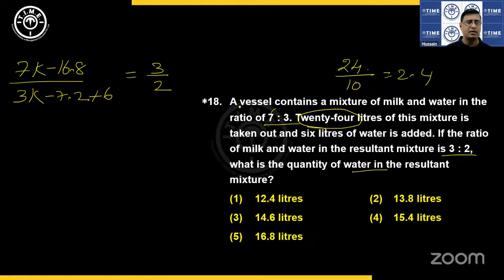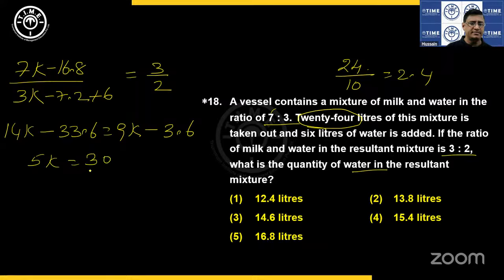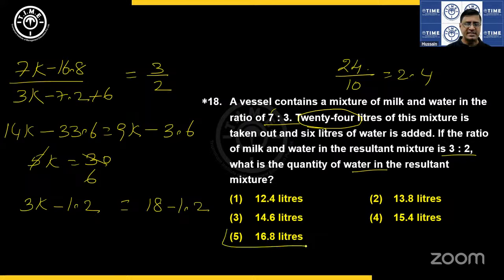Simplify. By cross multiplication, 14K minus 33.6 is equal to 9K minus 3.6. Now 5K is equal to 30. K is equal to 6. What to find? The quantity of water in the resultant mixture. The quantity of water is equal to 3K minus 1.2. That is 3 into 6, 18, minus 1.2, that is 16.8 liters. Sagar, you are right.